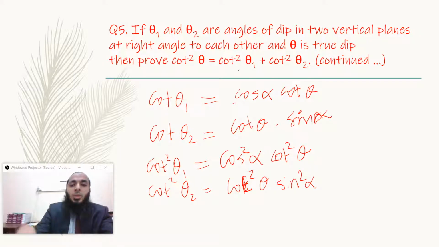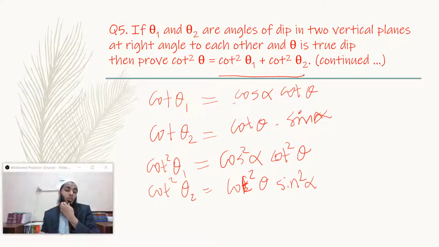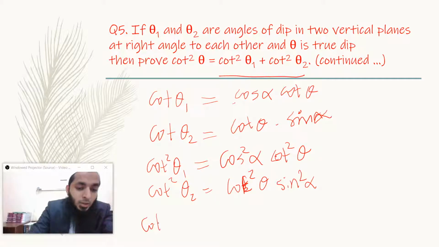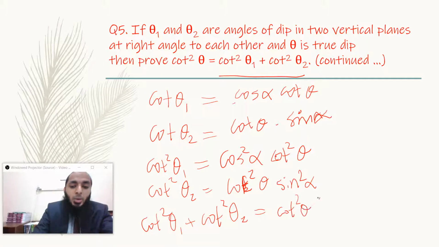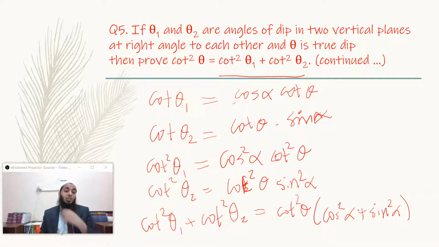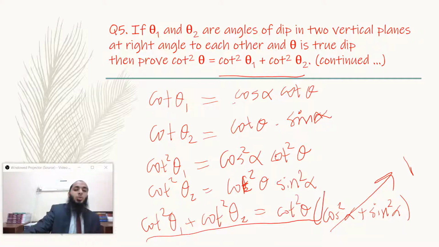Now we have to add them. On the left hand side we have cot square theta 1 plus cot square theta 2. If we add them, what will we get? For many students it will be clearly evident now itself, but I just want to show everyone that we are able to get it. So cot square is common, so I can take cot square theta common, and then I can add cos square alpha plus sine square alpha. And we already know this identity, cos square alpha plus sine square alpha, this entire thing will become 1. So cot square theta 1 plus cot square theta 2 is equal to cot square theta. We have proved it.